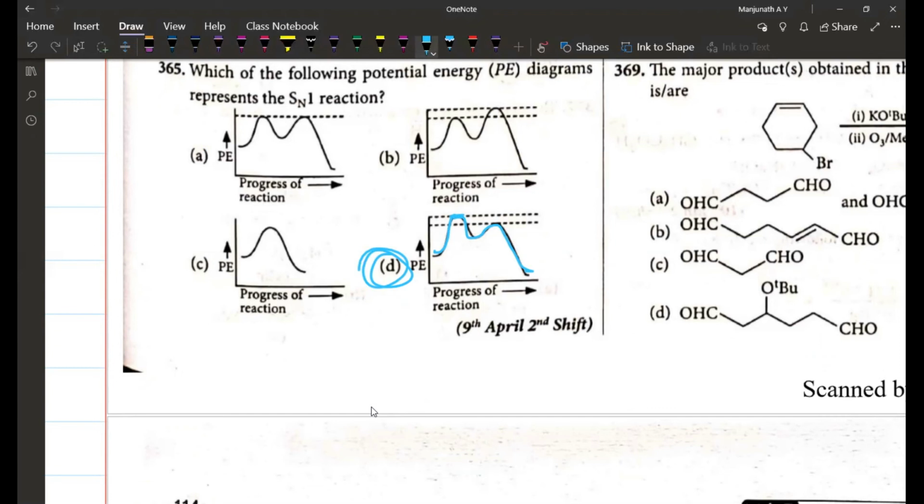So similar graph will be for E1 also. Similar graph is for electrophilic substitution reaction also. Arenium ion in case of ESR, that is electrophilic substitution reaction. Next question.